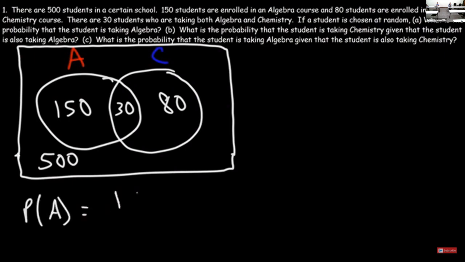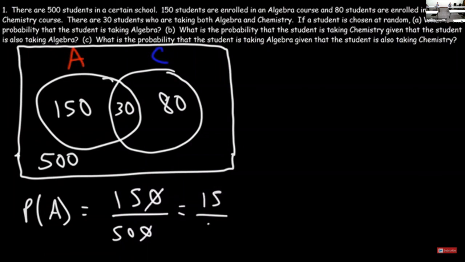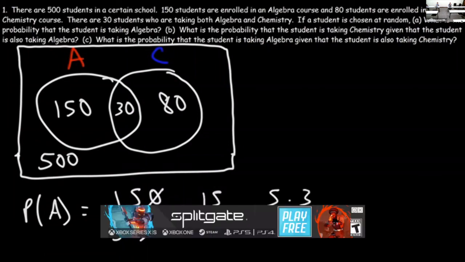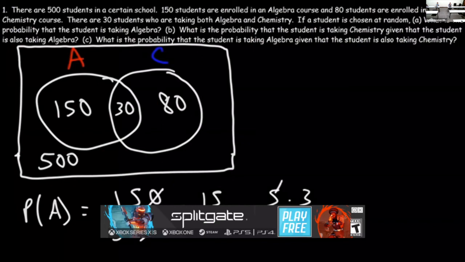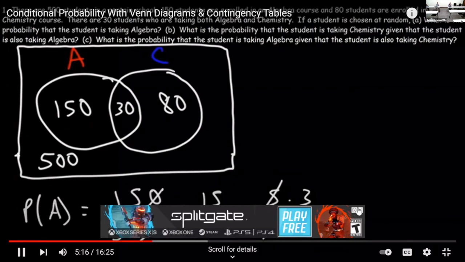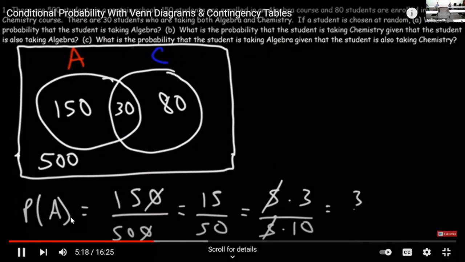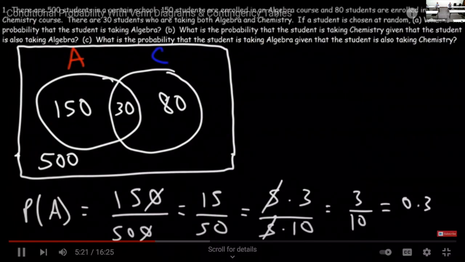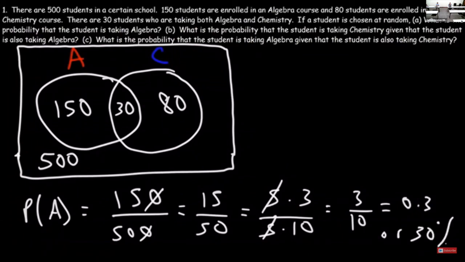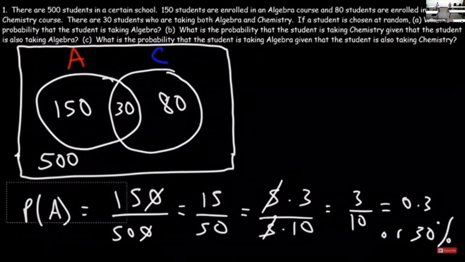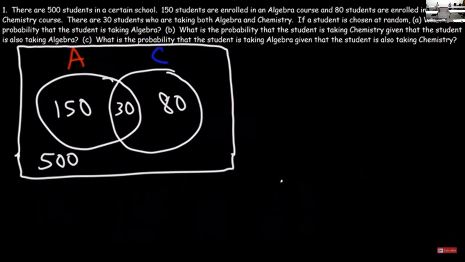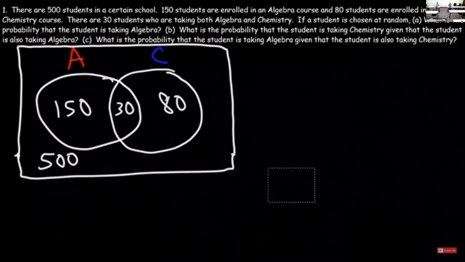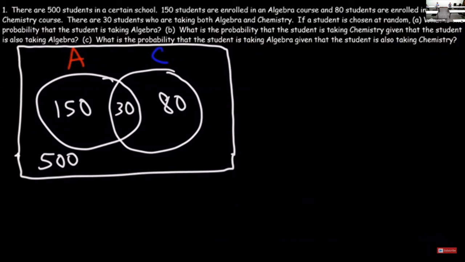So there's 150 students taking algebra out of a total of 500 students. So this becomes 15 over 50. 15 is 5 times 3, 50 is 5 times 10. And so the probability of selecting an algebra student is 3 over 10, which is 0.3 or 30%. Now, what about part B? What is the probability that the student is taking chemistry, given that the student is also taking algebra?